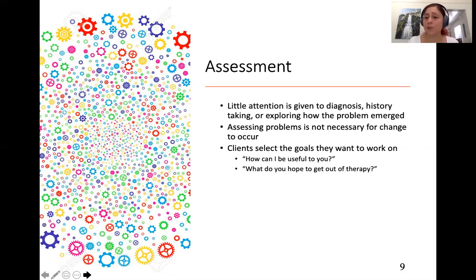Once the client feels that they've expressed it, that you get it, you move on. There's no more exploration needed. You would then follow up with a question like, how can I be useful to you? So then the client is going to choose the goals that they want to work on in therapy. And that would be one of the first steps of therapy, identifying and clarifying those goals. And you could question the client to help elicit that with things like, what do you hope to get out of therapy? What are your expectations for therapy? What do you want to see your future look like? And so on.